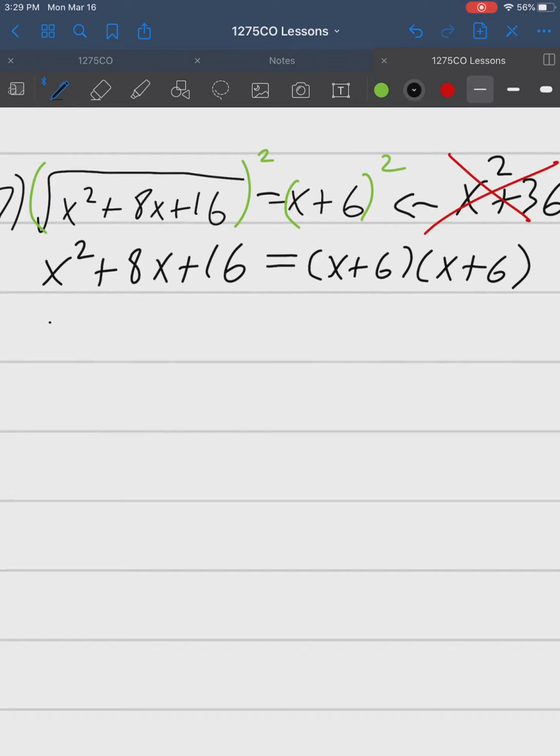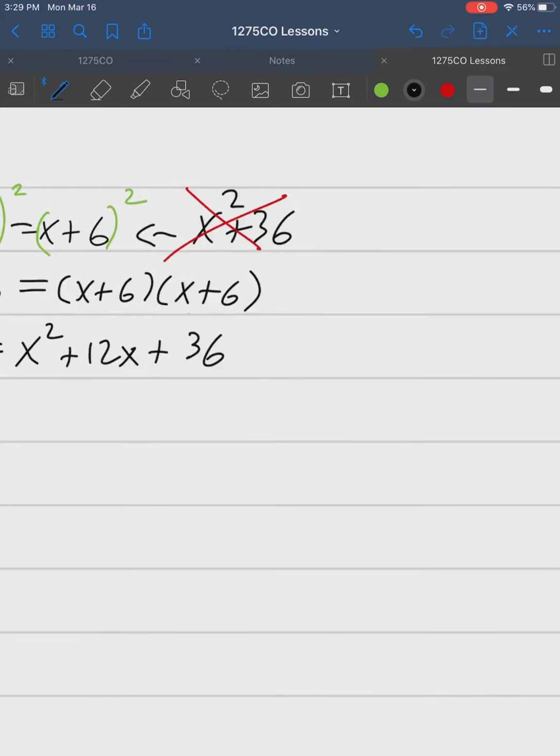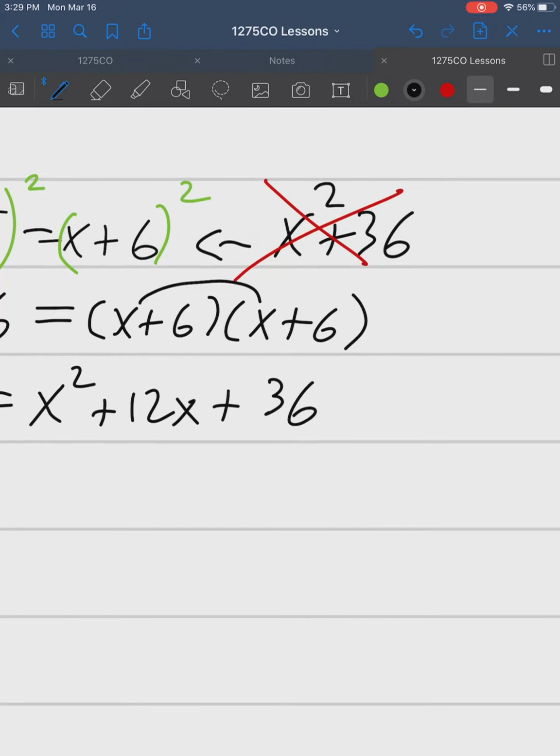X plus 6 times x plus 6, and this is, after foiling, x squared plus 12x plus 36. Remember, when you FOIL this x plus 6, you're going to get x times x to get x squared. You're going to get x times 6 to get 6x, x times 6 to get another 6x, and that's going to add up to 12x. And then lastly, 6 times 6 is equal to 36.